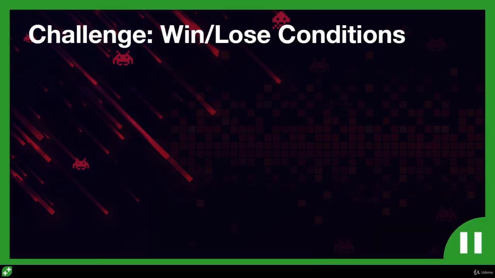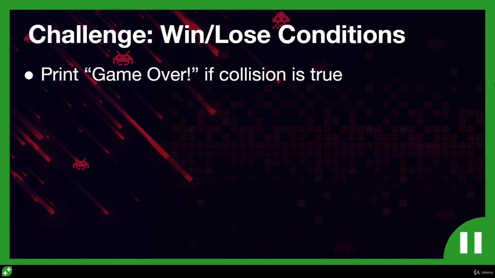So I'm going to have you do this as a challenge. If the Boolean collision is true, print game over using the drawText function. Take a look at the pop-up that Visual Studio Code shows you as soon as you hit that opening parenthesis for the function call, and use that to remind you what arguments are needed for this function.